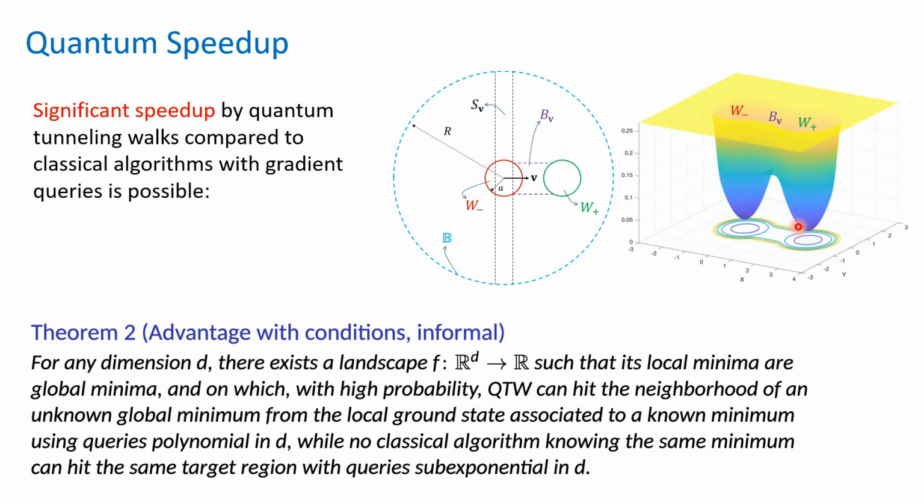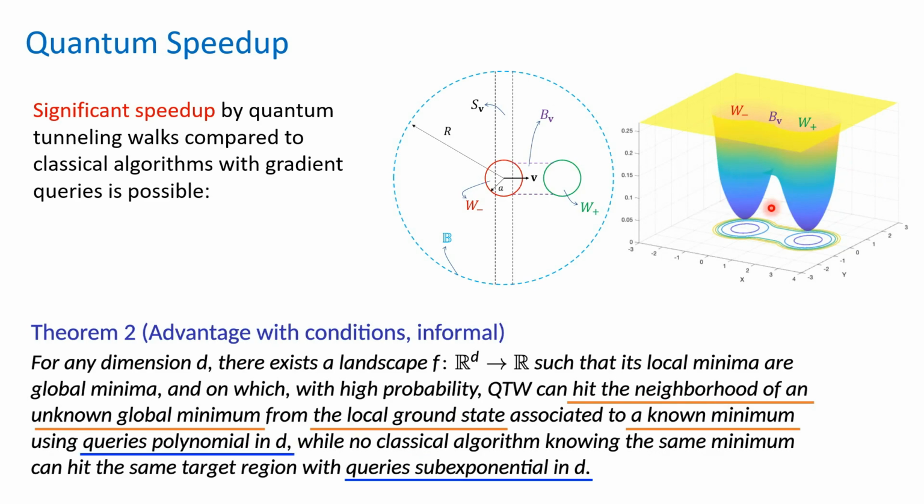And another caveat I do want to mention is that here we have the assumption that we need to know the local ground state of the initial well, the well whose local minimum is just the origin.